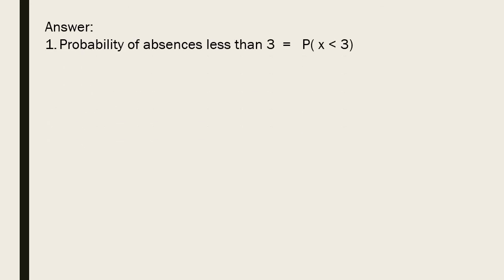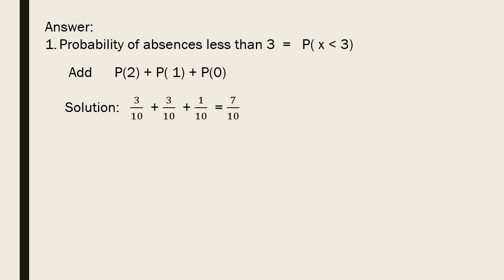So sagutan natin yung ating number 1, probability of absences less than 3. So it's the same as P of x less than 3. So dahil less than 3 siya, that is probability of 2, probability of 1, at probability of 0. So ang solution natin, the probability of 2 is 3 over 10. Probability of 1 is 3 over 10 also. Probability of 0 is 1 over 10. So meron tayong probability of 7 over 10. This is the probability of absences less than 3.